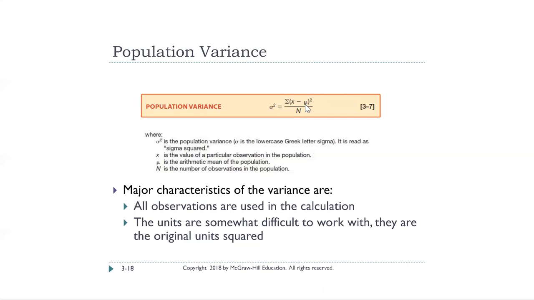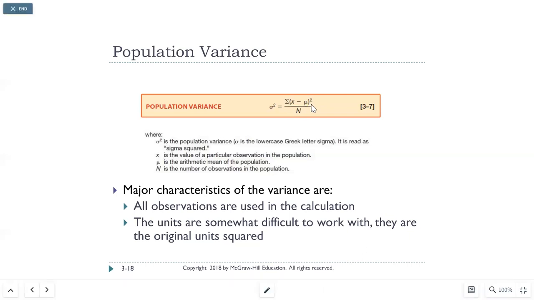Taking the average of this, it's going to be the sum. It's going to be 0 divided by 3, which is 0. So the average difference is 0. That's not true, right? There is some sort of variability in the data. So rather, what we have to do is we have to square each difference.